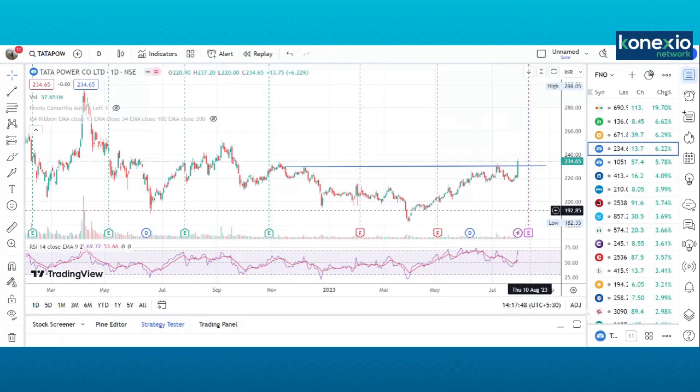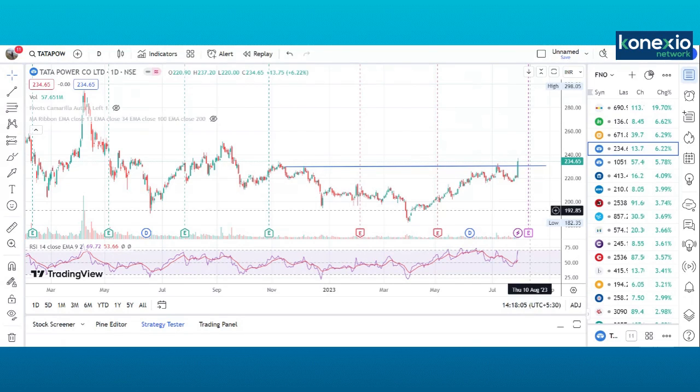So this is an inverse head and shoulder breakout. This is a reversal pattern. RSI is also showing a positive crossover. Volumes are also on the rise. So the stock might give positive returns from these levels.